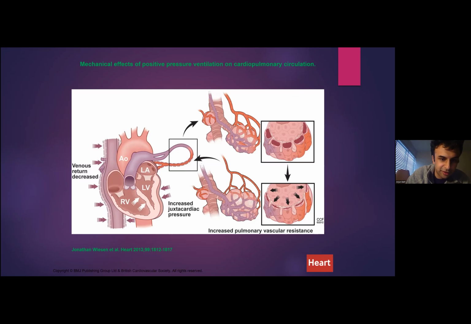Here's an image I thought is a nice image. It shows how positive pressure ventilation decreases return to the RV, and then it sort of compresses the capillaries around the alveoli, so it increases afterload to the RV. So it's basically just bad for the RV.